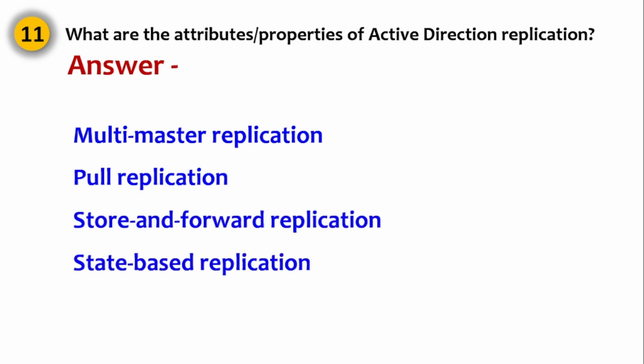So these are the 4 prominent properties of Active Directory replication. It's a multi-master replication, it's a pull replication. Active Directory replication is always a store and forward replication, and it's state-based replication. So these are the 4 properties of Active Directory replication. If you want to know more about these 4 properties, you can always go down to the playlist and watch one of the replication videos.